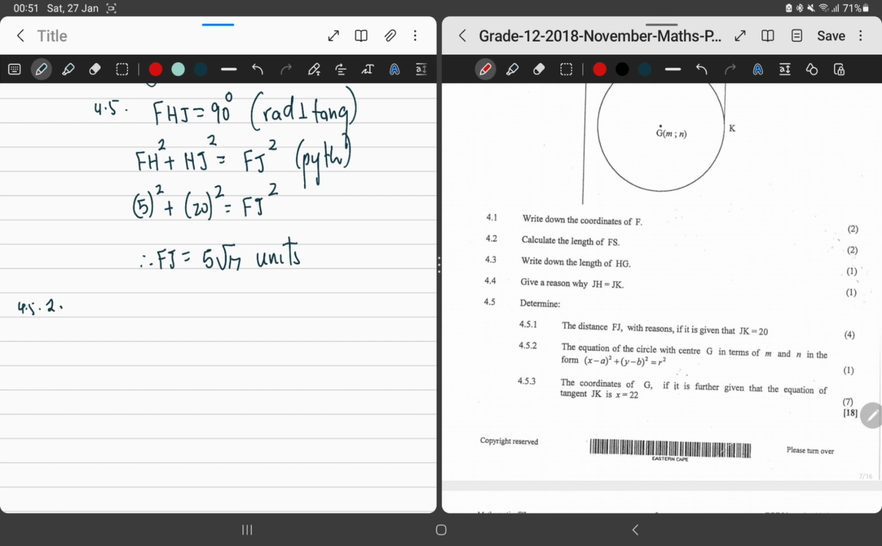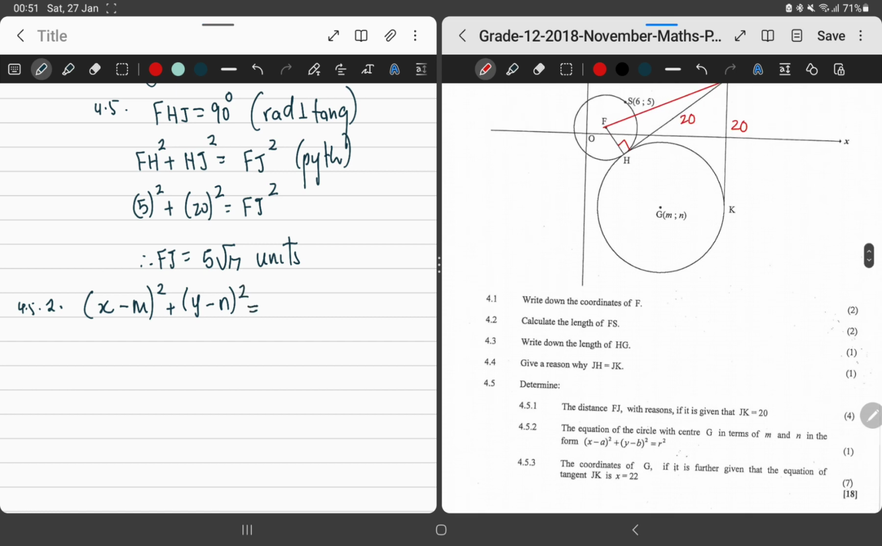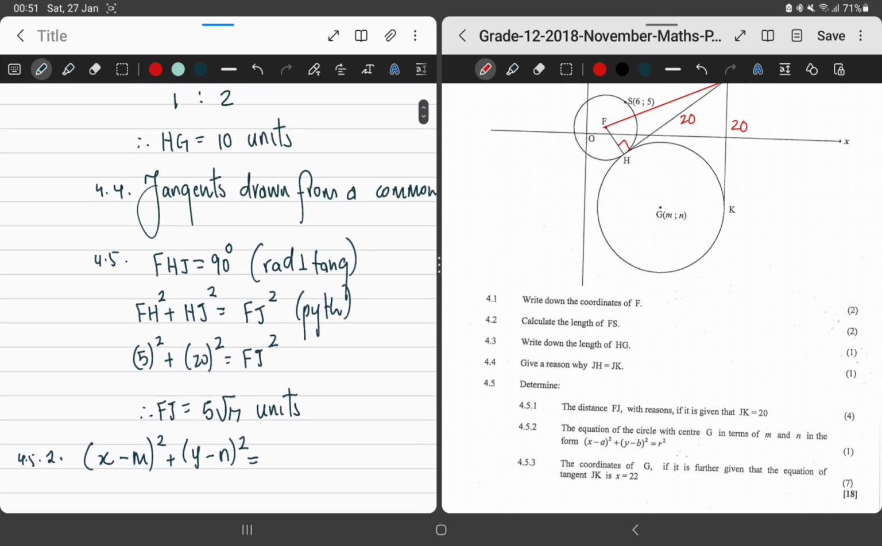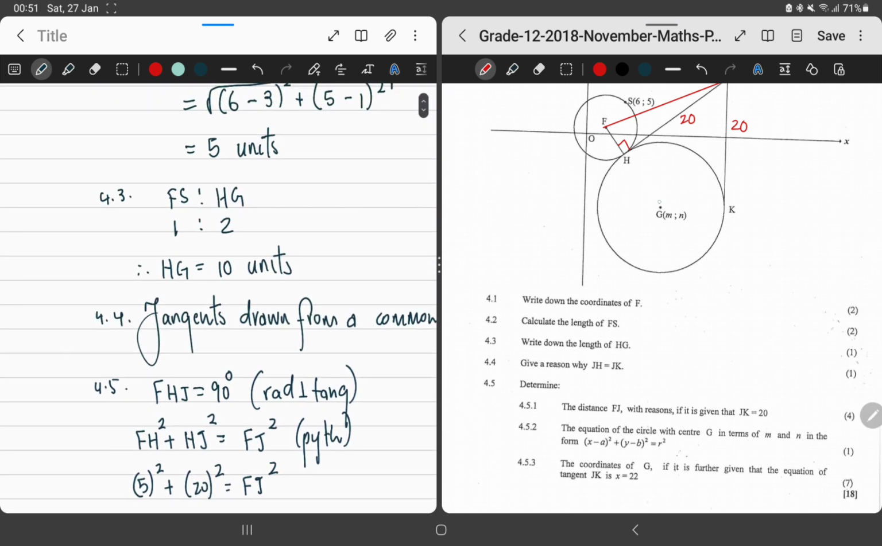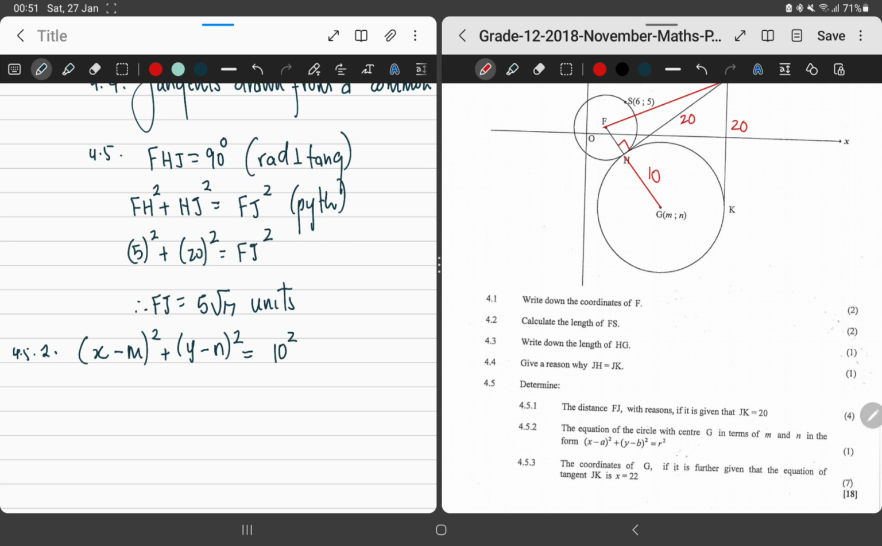4.5.2. The equation of the circle with center G in terms of m and n, in the form. The x coordinate of G is m and the y coordinate is n. The radius there is 10. This is 10 squared.